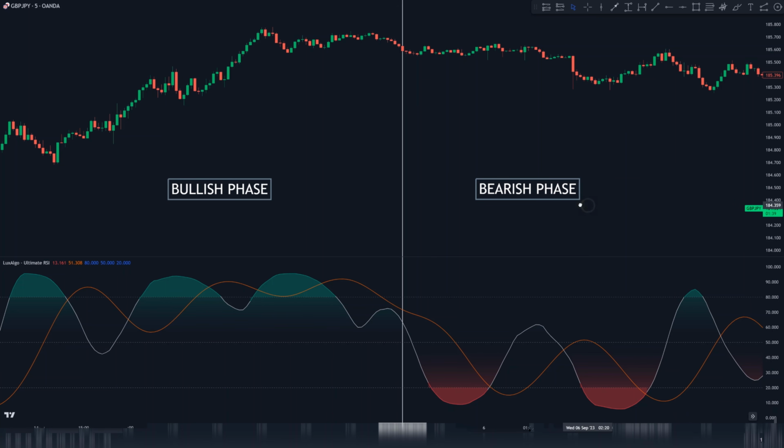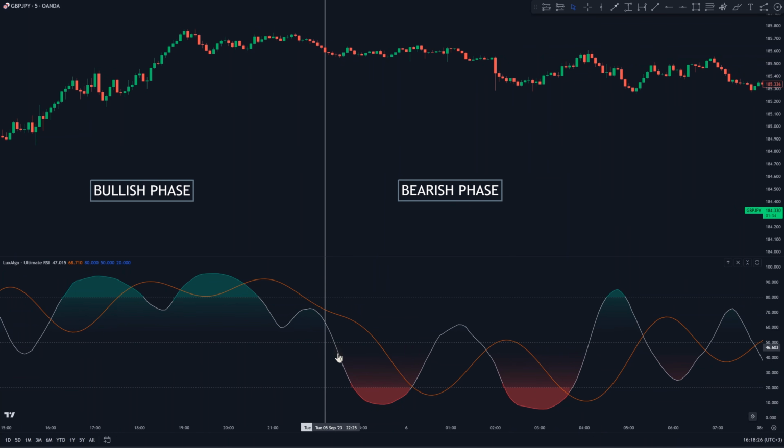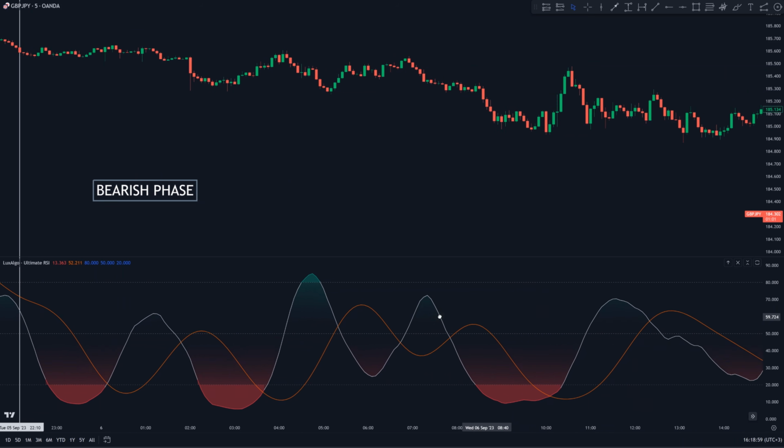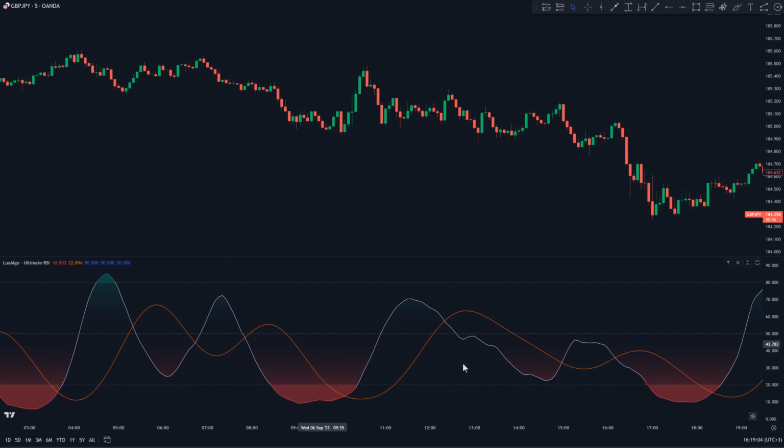Now, during a bearish phase, whenever the Ultimate RSI line is below the signal line, that indicates an increase in strength of that bearish trend. Conversely, when the RSI line is above the signal line, that indicates that the bearish momentum is decreasing, often indicating a market pullback or even a trend reversal.